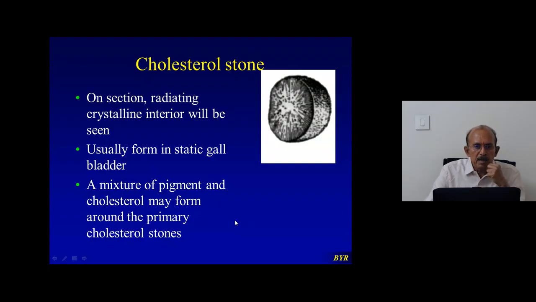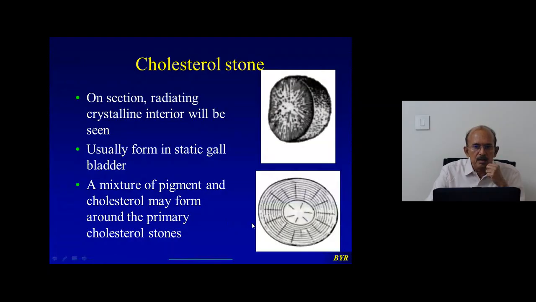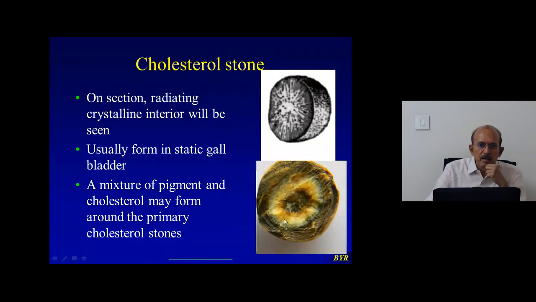A mixture of pigment and cholesterol may form around the primary cholesterol stones. Now you can see that spherical stone which I showed you in the previous image. This is the cut section of that one. In the center you can see the white, brilliant, radiating one. So this is the cholesterol stone. And in the outer layers you can see the pigment as well as cholesterol mixed together. So you can see a mixture of pigment and cholesterol.